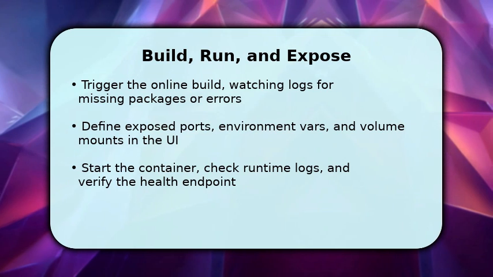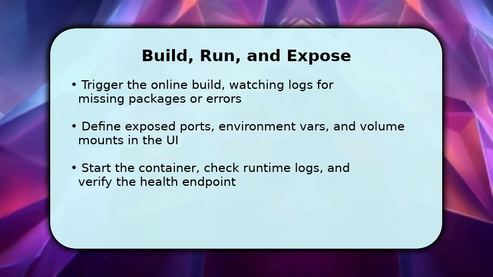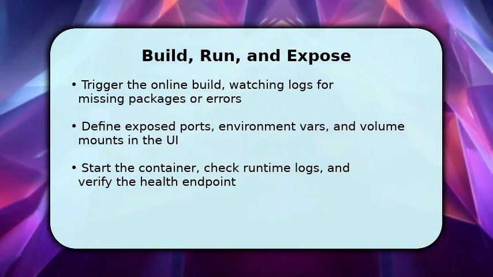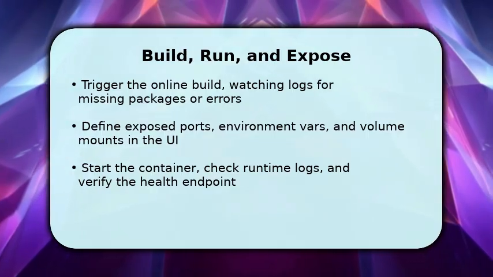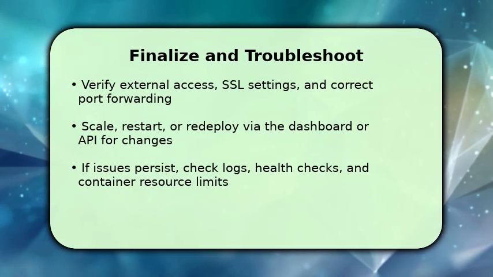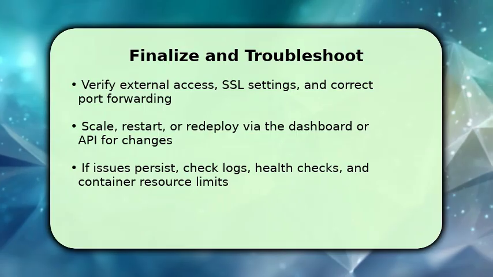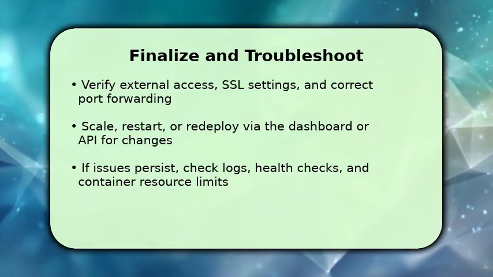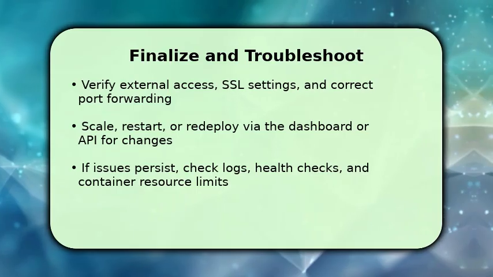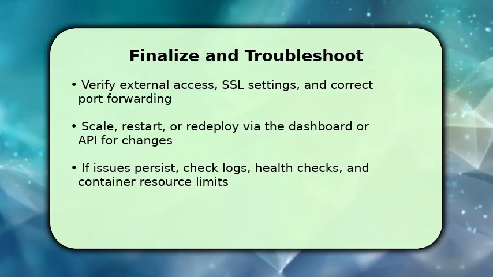You validate external access by curling the public endpoint and ensuring SSL or HTTP settings match your needs. Make sure port forwarding and firewall rules permit traffic. Once verified, scale or redeploy using the dashboard or API to apply updates. Use rolling restarts to avoid downtime.